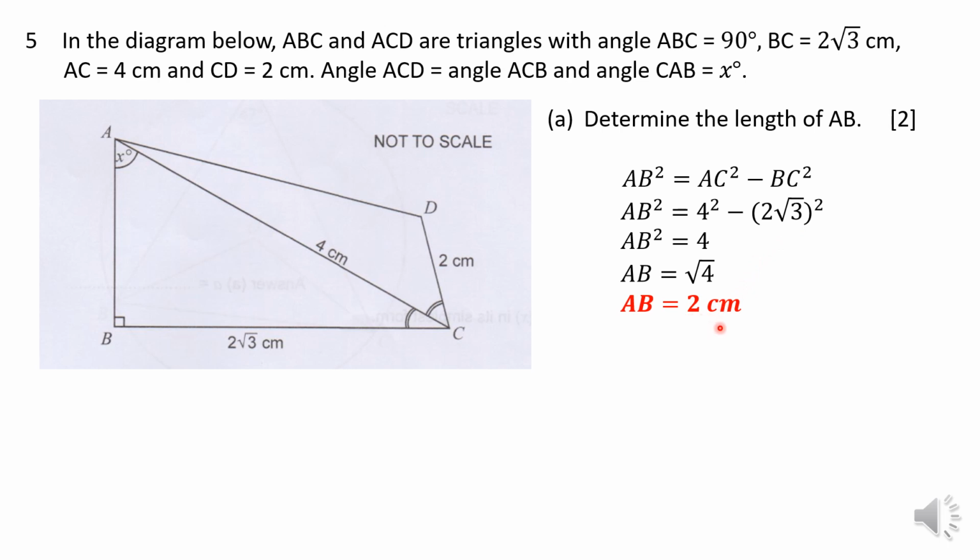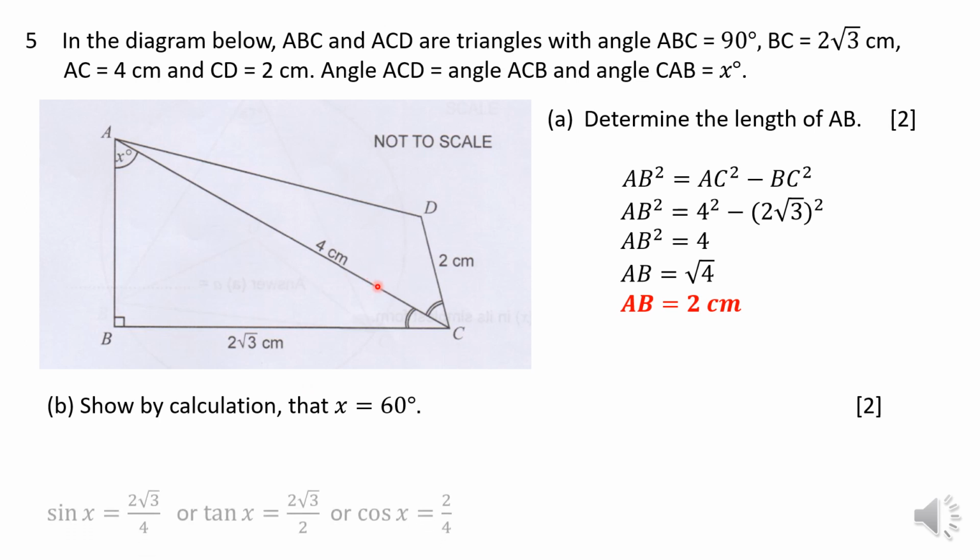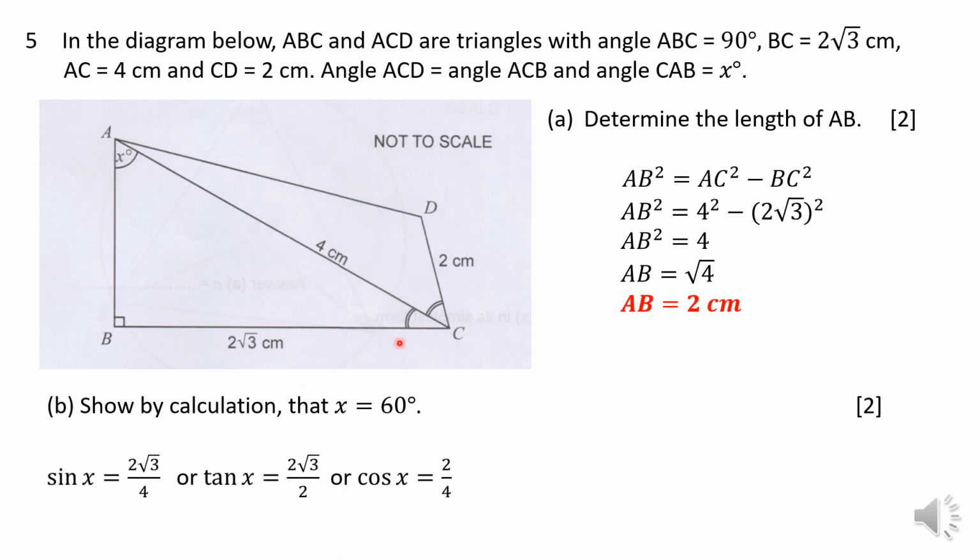Now they say you're supposed to show that this particular angle here is 60 degrees. Again, you have got two sides. You also have the third side now, which means if you have got all three sides of a right angle triangle, you can use the tangent ratio, the sine ratio, or the cosine ratio. So these are the different ratios. The sine of an angle is the opposite divided by the hypotenuse. The cosine is the adjacent over the hypotenuse. Now the adjacent is the 2 centimeters.